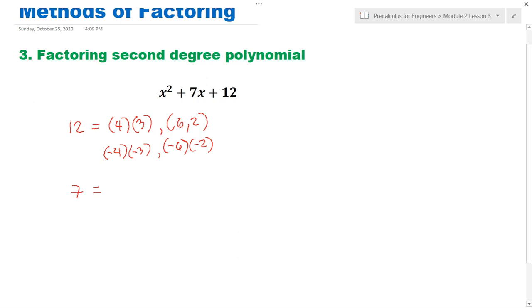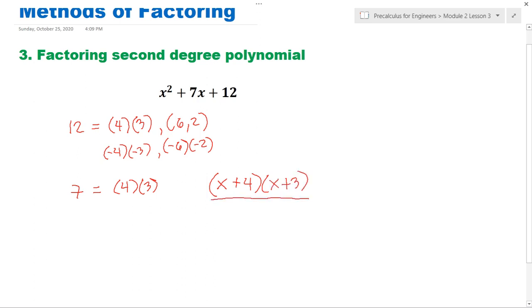So, let's try. How about 4 plus 3? 4 plus 3 is 7. So, ito na pala. So, therefore, combination natin is 4 and 3. How about the others pala, sir? So, negative 4 plus negative 3 is negative 7. Not equal to our middle term. 6 plus 2 is 8. Negative 6 plus negative 2 is negative 8. Therefore, 4 and 3 lang. So, therefore pala, we can say that our factor is x plus 4 and x plus 3.